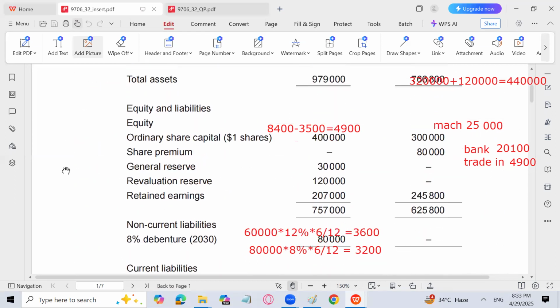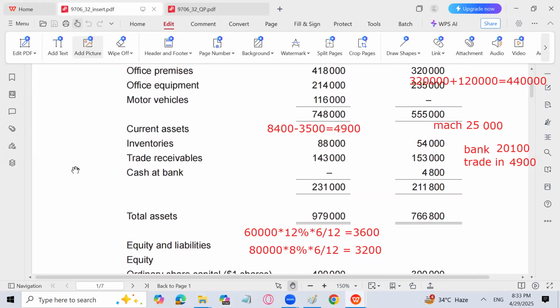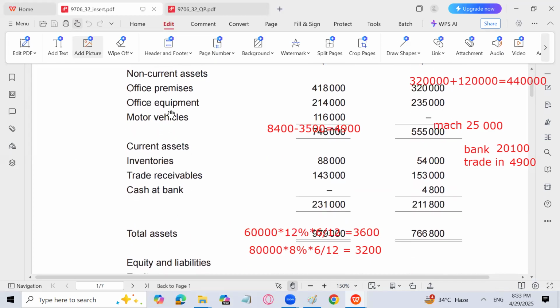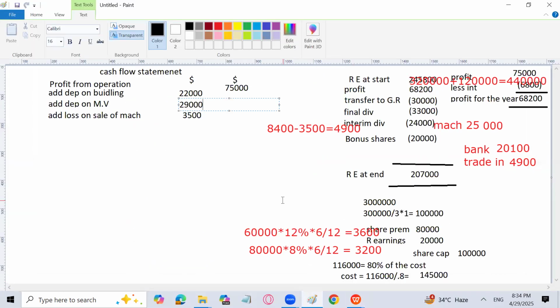So let's see where is the office equipment. So this is going to be the office equipment, because we are basically getting the net book value of the photocopier. So let's prepare the office equipment account. Yes, I will prepare the office equipment account here.